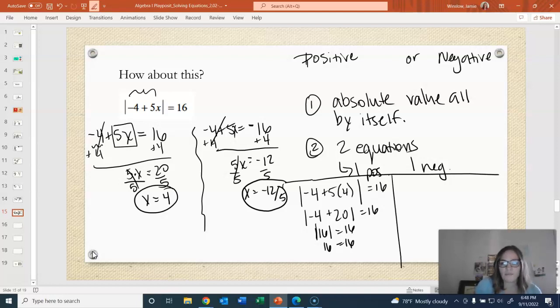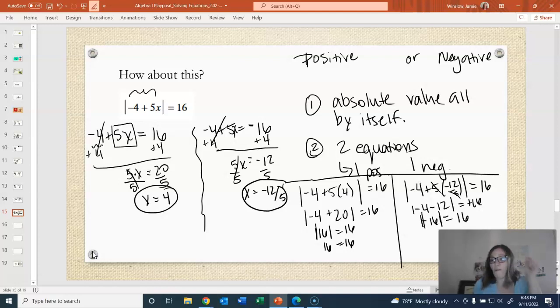Let's try the second one. Plugging it into our original equation, -12 over 5. These 5's divide out, right? And you get -4 minus 12. Oops, that should be positive 5 times... -4 minus 12 is -16. What's the absolute value of -16? Positive 16. Remember, it's always positive.